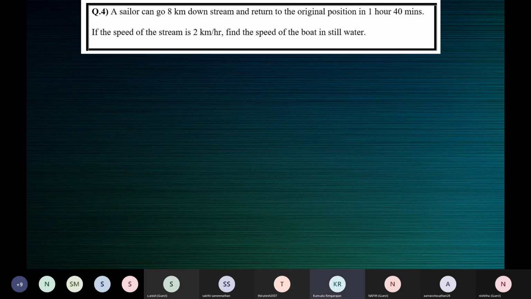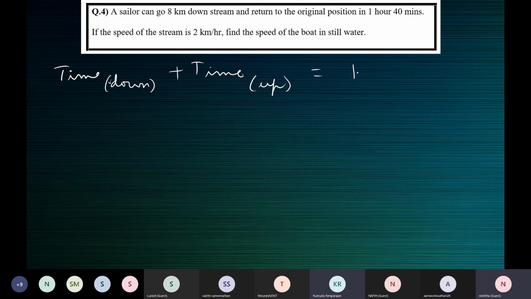So 1 hour 40 minutes is the total time taken. It's not the difference in time taken. The time taken to go downstream plus the time taken to return upstream. The total time taken is 1 hour 40 minutes. So 1 hour 40 minutes is what? 1 hour is 60 minutes.